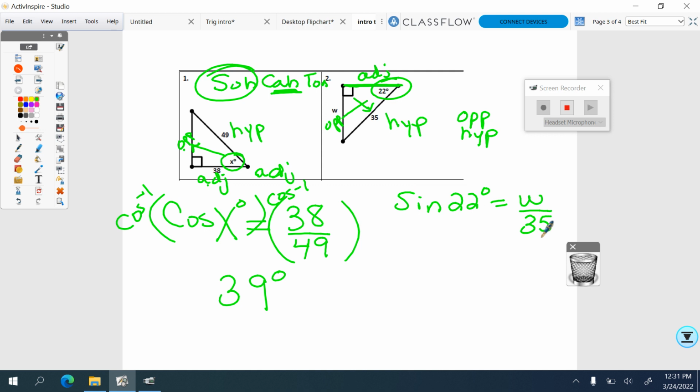Well, I need to solve for W. What am I doing? I'm dividing. How do I undo it? Multiply. So I'm going to multiply by 35 on both sides. So I'm going to pick up my calculator. I'm going to do 35 sine 22, close my parenthesis, and I get 13. So W equals 13, and because it's a length of a side, I'm going to go to the nearest tenth, so 13.1. Just a little introduction.